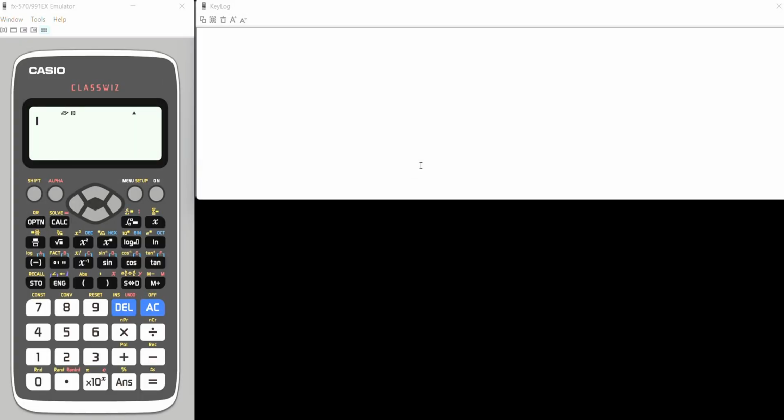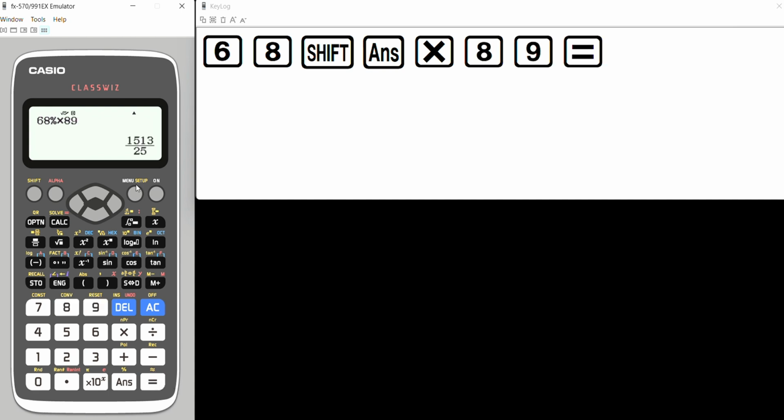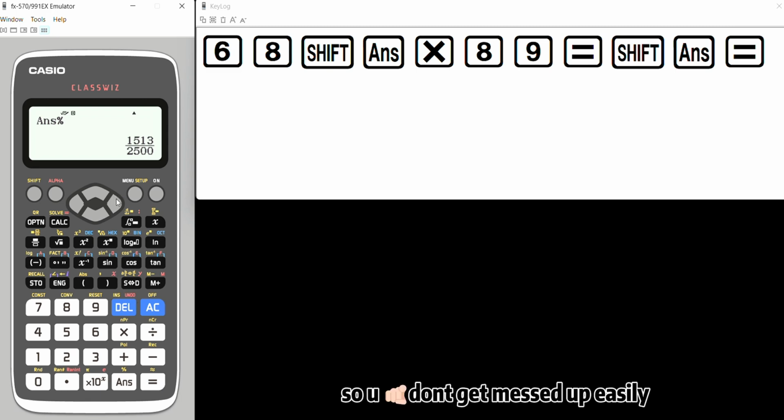Next up is the percentage button. I usually see a lot of my friends ignore this button and type divide by 100, but in some percentage questions in economics, in sciences, even in math, using the percentage number can be crucial. For example, 68% times 89, you would get a proper number. Percent just means over 100. It's usually easier to just type shift percentage than typing over 100, so that you don't get messed up easily.